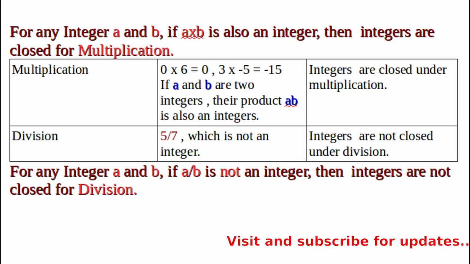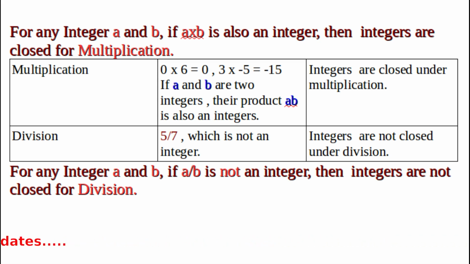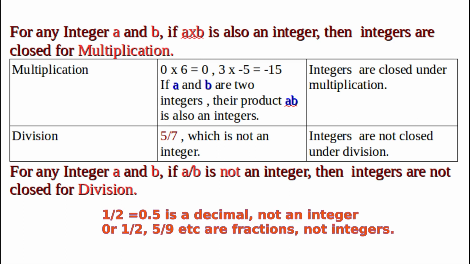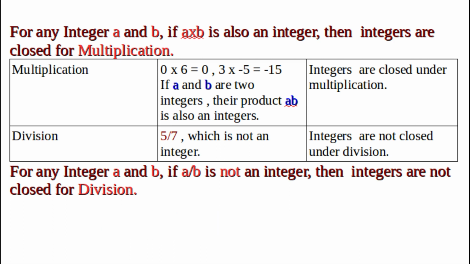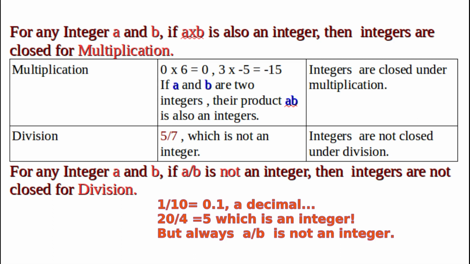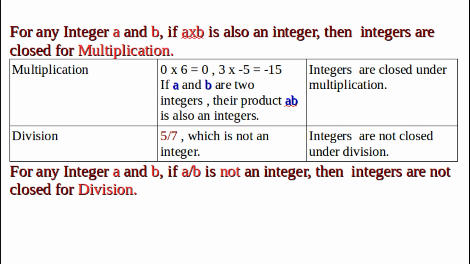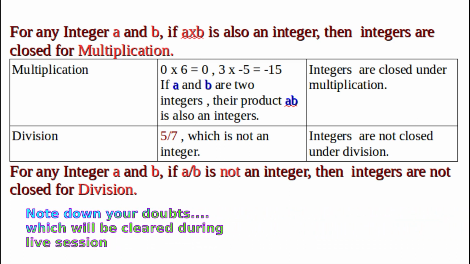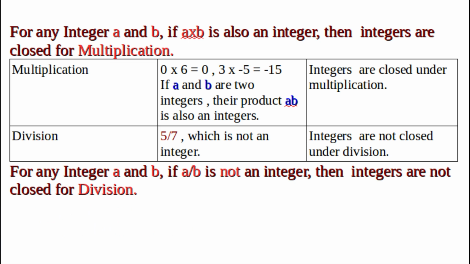The fourth operation, division. In the same way as whole numbers, integers are not closed under division. The reason: 1 by 2 is 0.5, 1 by 10 is 0.1. So, integers are not closed under division. So, when we consider the four basic arithmetic operations, addition, subtraction and multiplication, these three operations are closed, but integers are not closed under division.